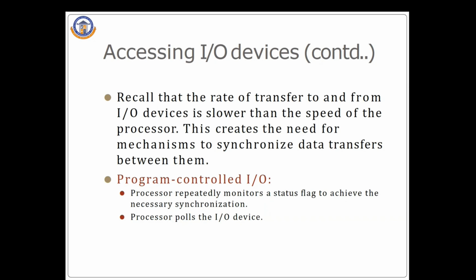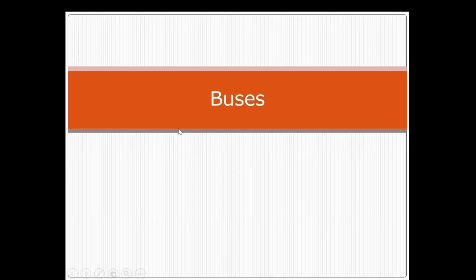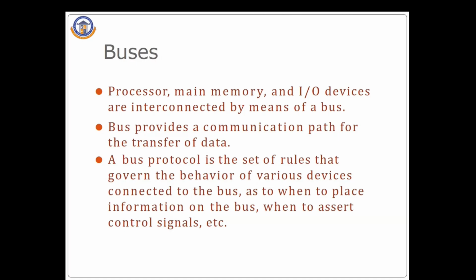Another way it can get the data is that the processor can poll the IO device. It will poll again and again, it will search, and if the data is ready, immediately it will get the data. Next we'll see in detail about the buses. As I said, the network connection between the processor, memory, and the IO device is the bus. The bus is used to transfer the data among the processor, memory, and the IO device. So the bus provides a communication path for transferring the data.